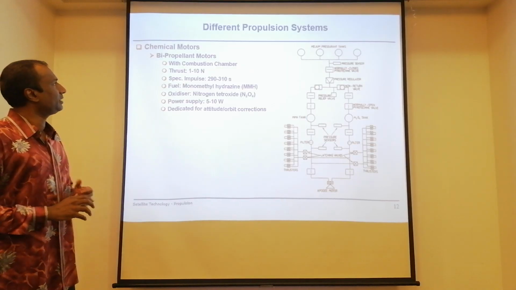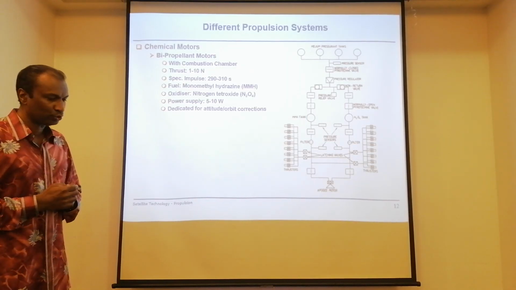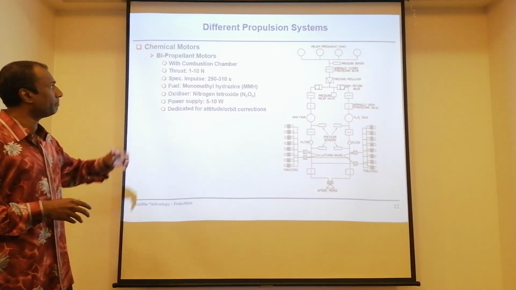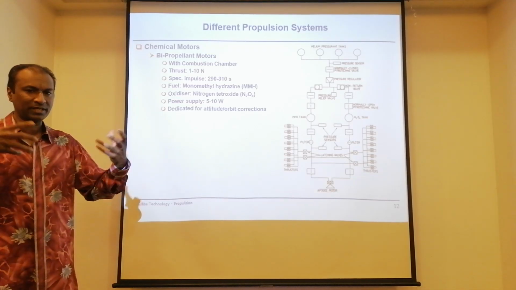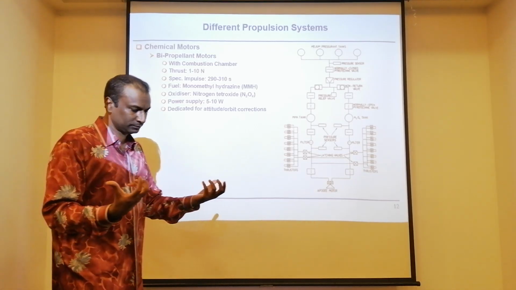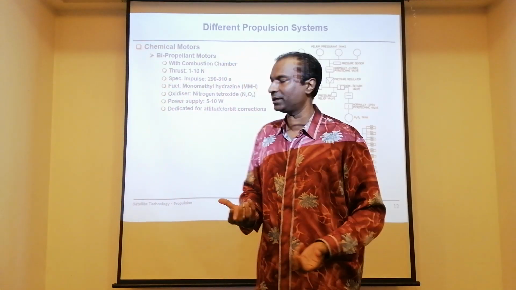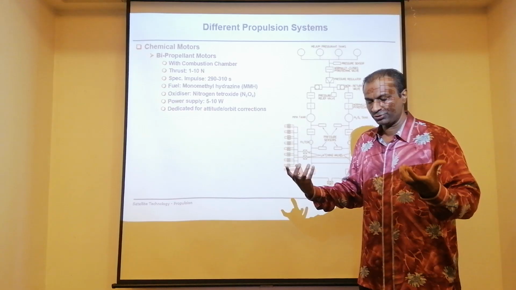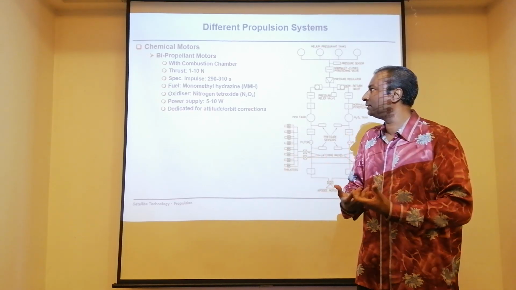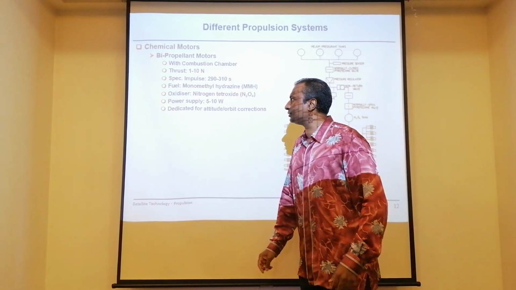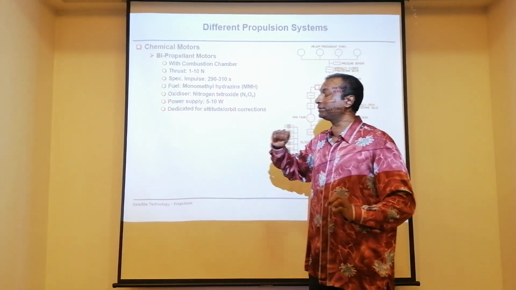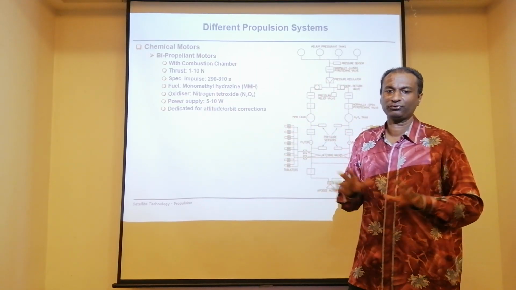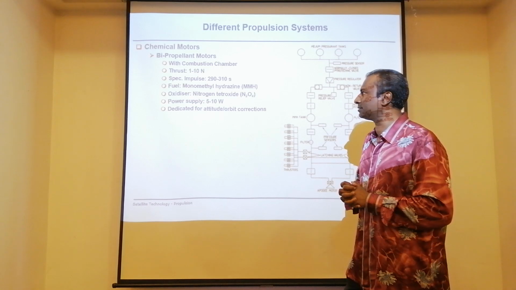Now, chemical motors also. You have a bipropellant. Bipropellant means that you actually have two fuels, basically one fuel and one oxidizer. So with the combustion chamber, you have two items, you need a combustion chamber to put them together. Thrust is about 10 Newton, it's quite typical. Specific impulse, quite nice, about 300 seconds.